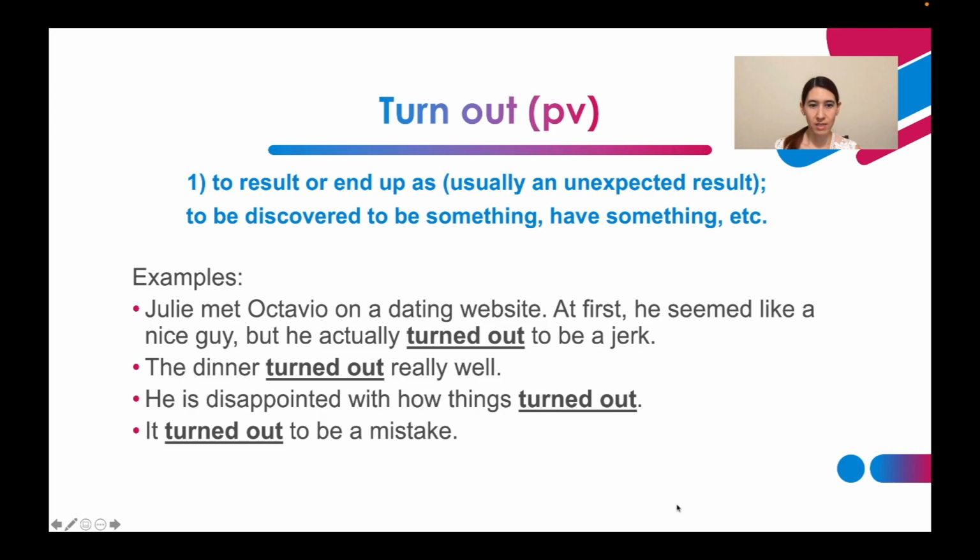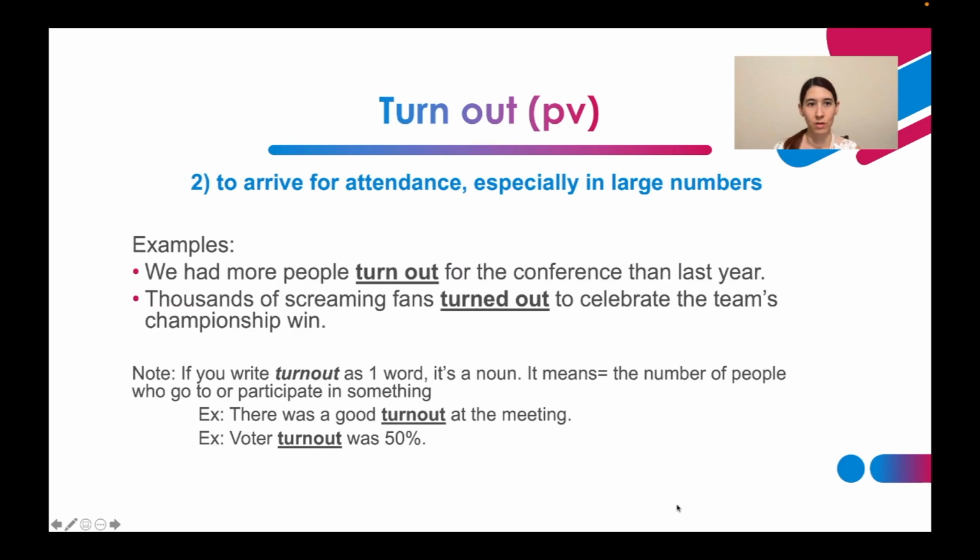The next one, he is disappointed with how things turned out. He's disappointed with how things ended up being. What was the result of it? Last example, it turned out to be a mistake. So maybe you discovered, oh, actually, it was a mistake. Turn out can also mean to arrive for attendance, especially in large numbers. For example, we had more people turn out for the conference than last year. Thousands of screaming fans turned out to celebrate the team's championship win.